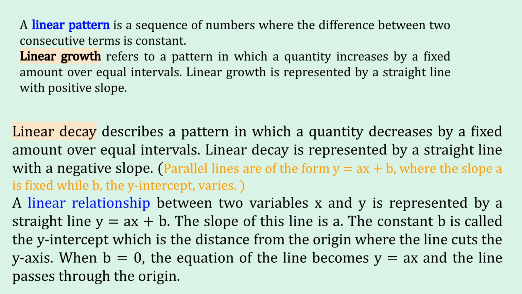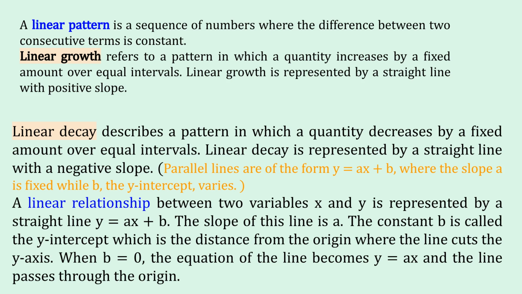Linear growth refers to a pattern in which a quantity increases by a fixed amount over equal intervals. Linear growth is represented by a straight line with positive slope. Linear decay describes a pattern in which a quantity decreases by a fixed amount over equal intervals. Linear decay is represented by a straight line with a negative slope.